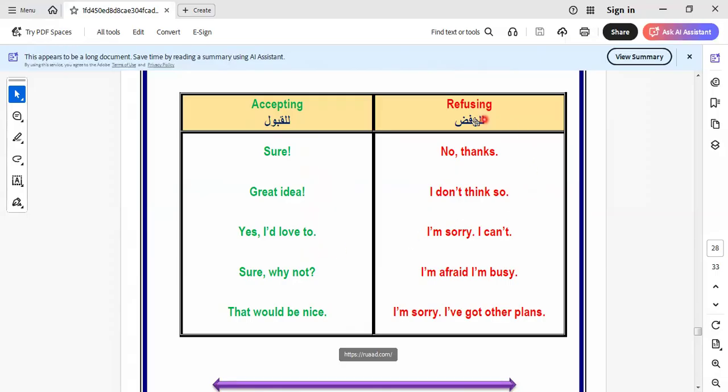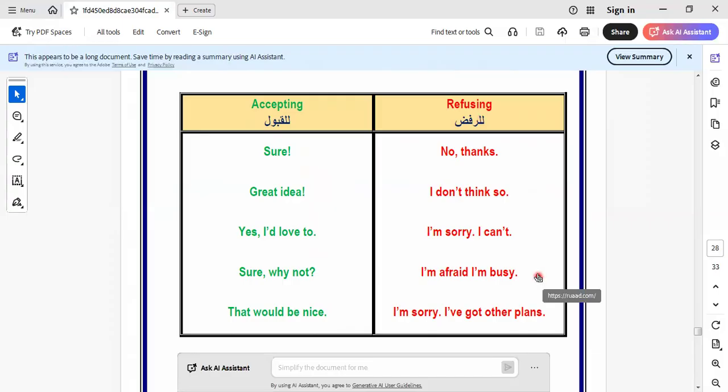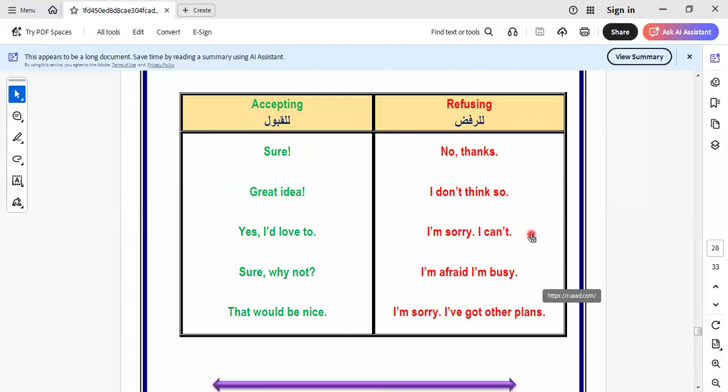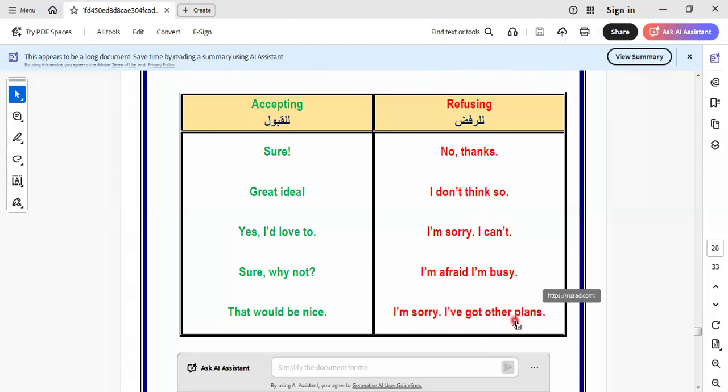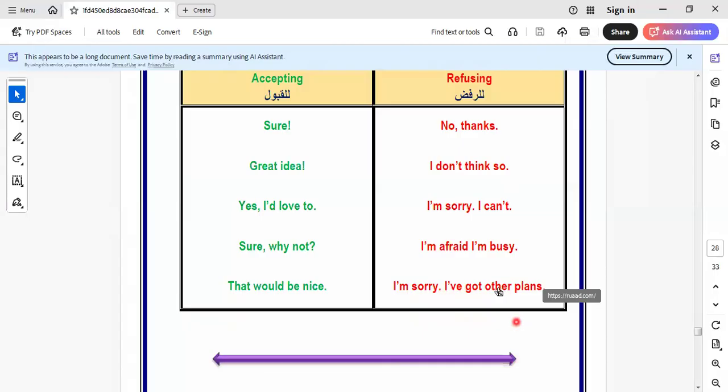When I refuse, I don't refuse in an impolite way or in disrespect. Refusing in a polite way is like this: No, thanks, I don't think so. I'm sorry, I can't. I'm afraid I'm busy. I'm sorry, I have got other plans.